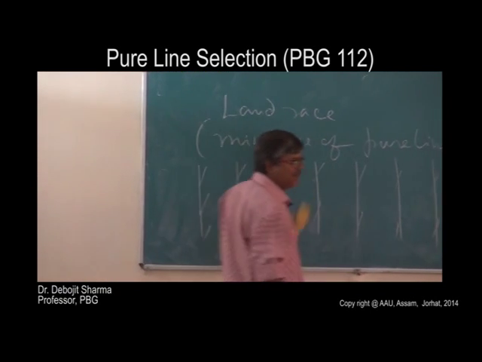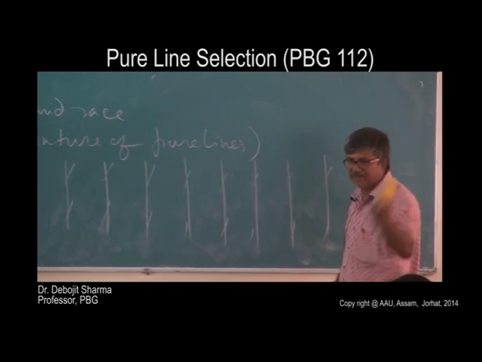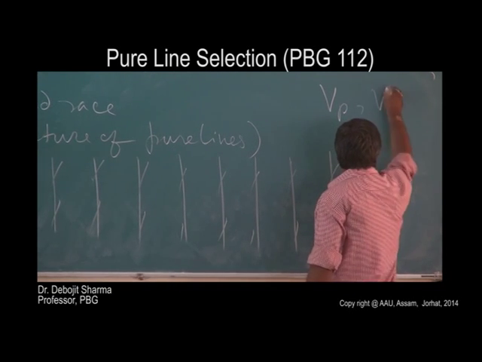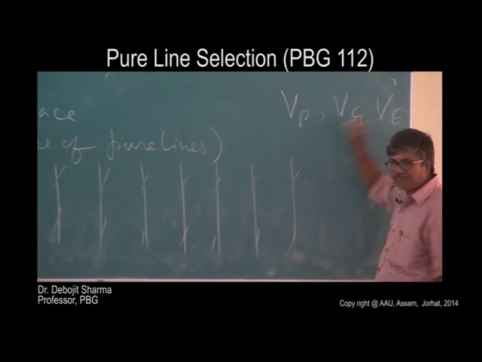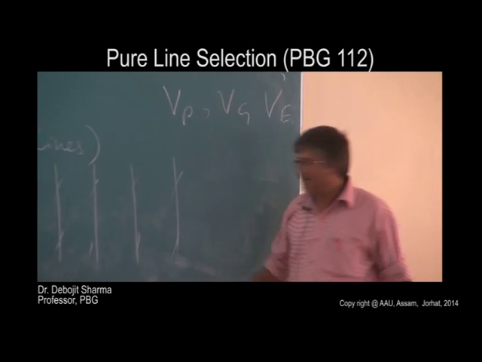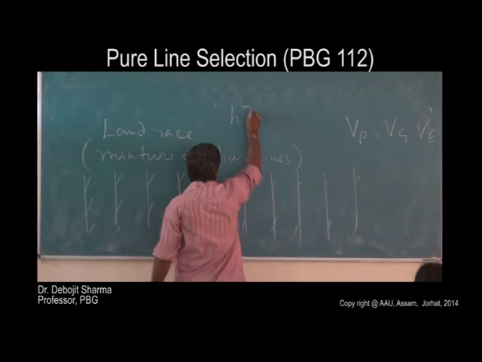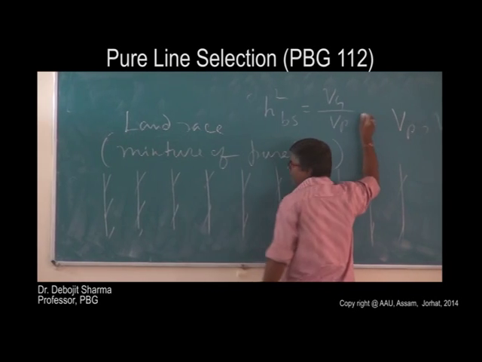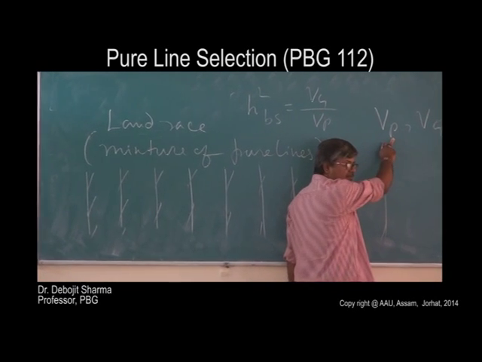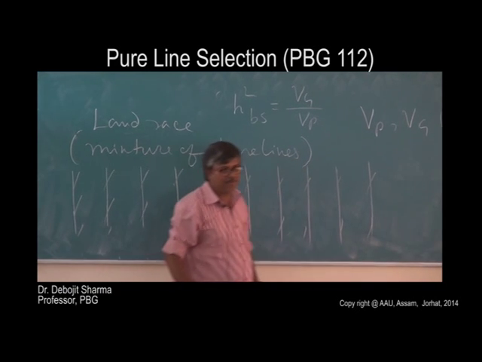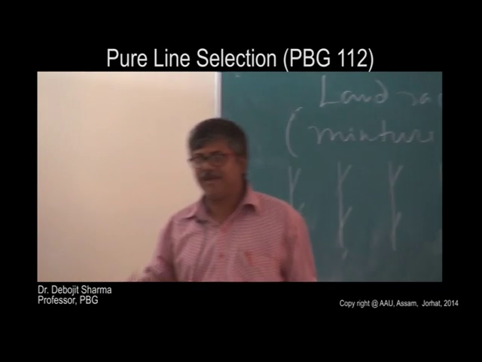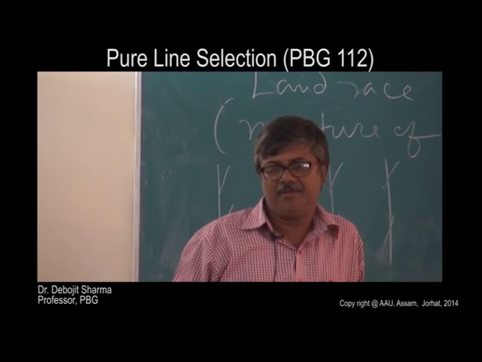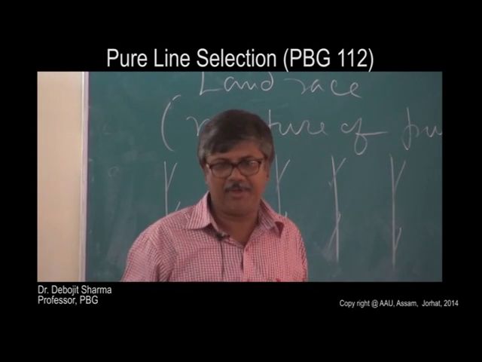For that, he can estimate by growing it in a replicated trial. I will explain it later on. He can estimate the VP and also VG and VE. And from this, he can also estimate the heritability in broad sense, that is VG by VP. Using these parameters, the breeders can well ahead of time predict how much gain or advance can be made by selecting in that population for a particular character.